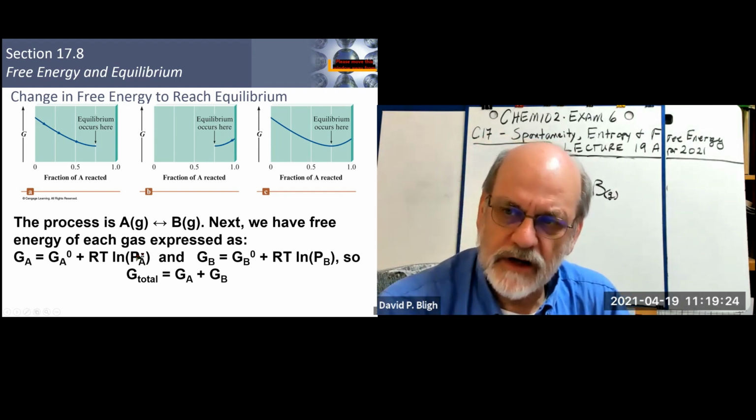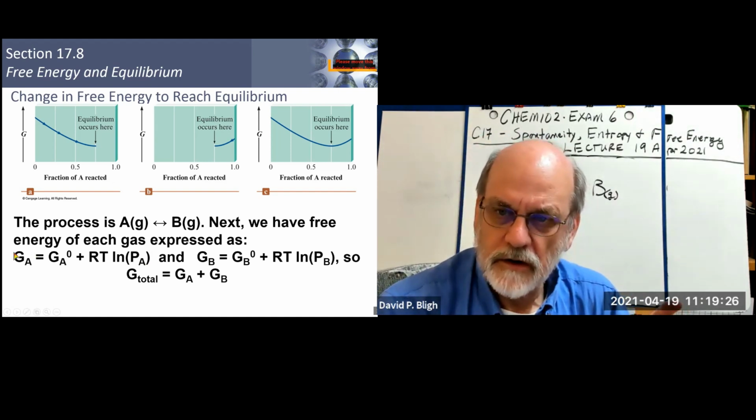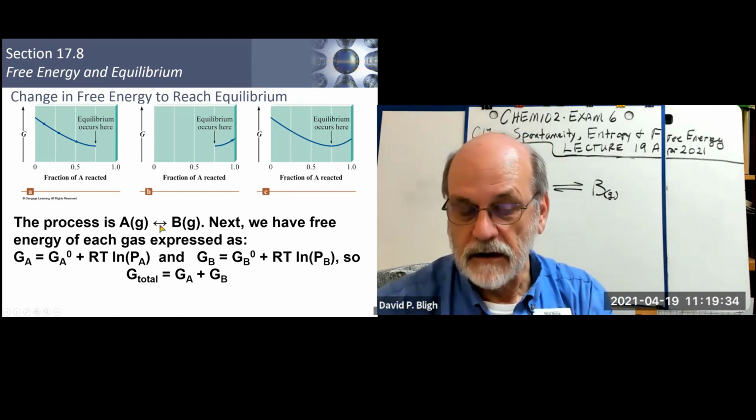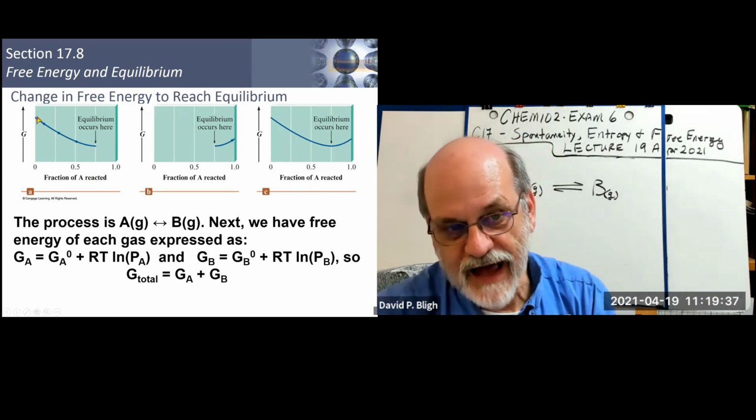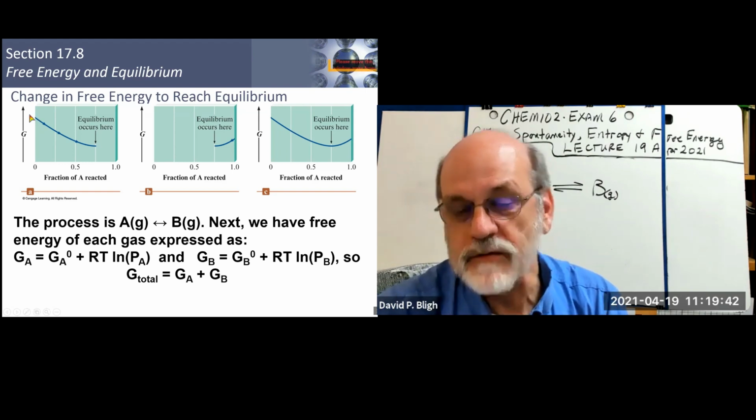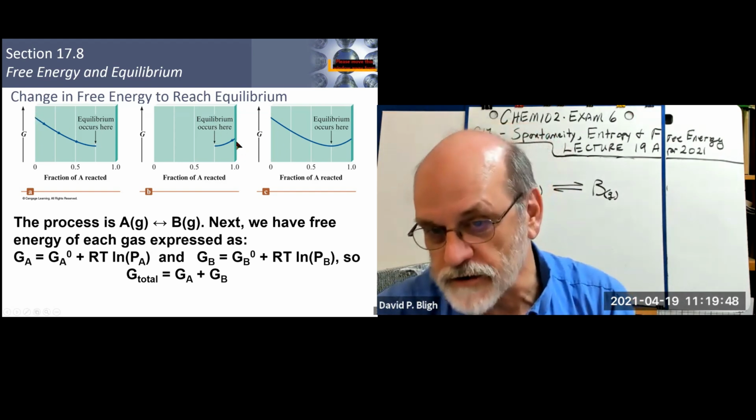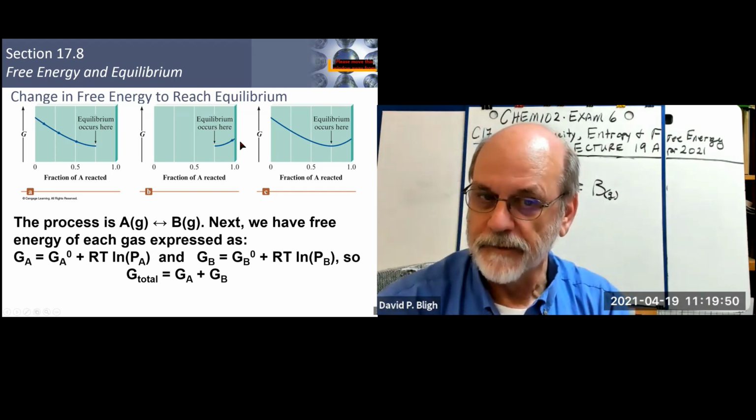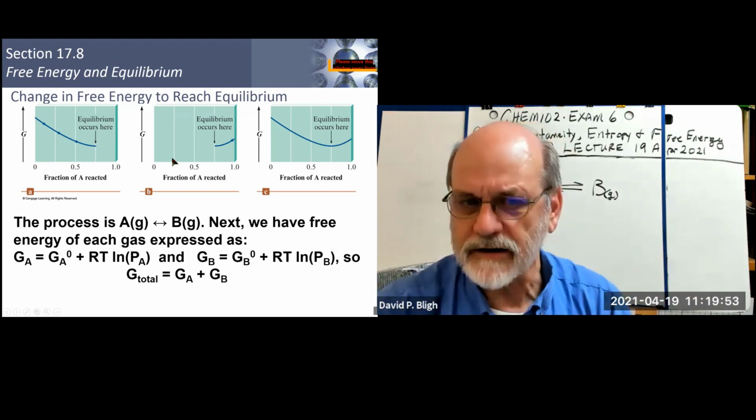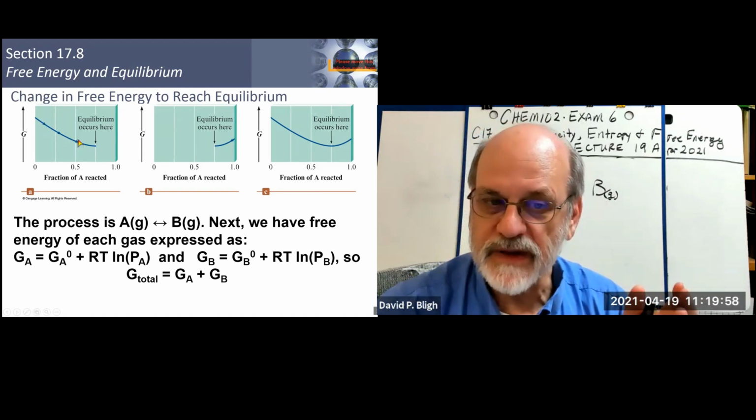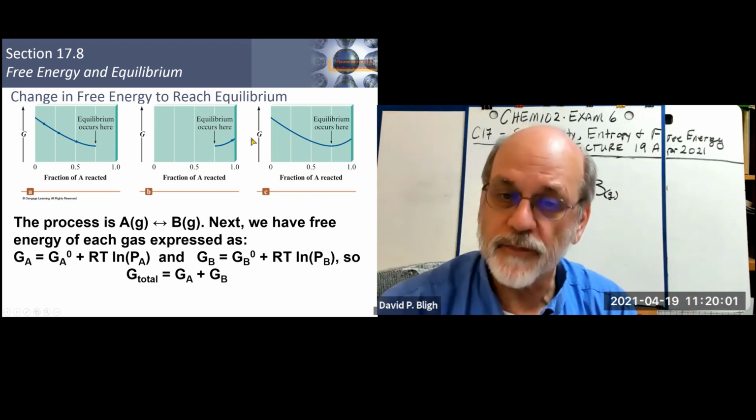So in this case, we're going to calculate the actual free energy for each of these gases, right? They're in the same container. And if you start from this side with 0 fraction of your A reacted, it's all A on this side, or on this side all B, and just let one or the other of them react, the A will decrease, of course, fraction of A will decrease, and the fraction of B will increase.